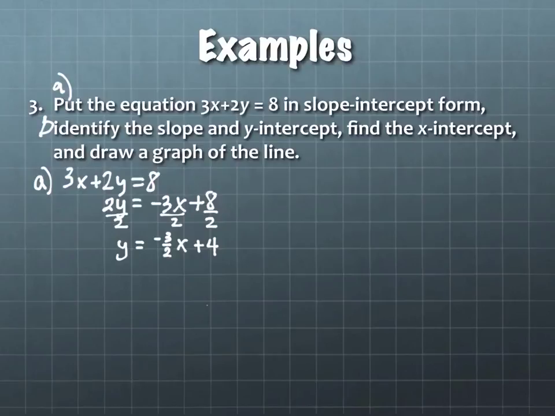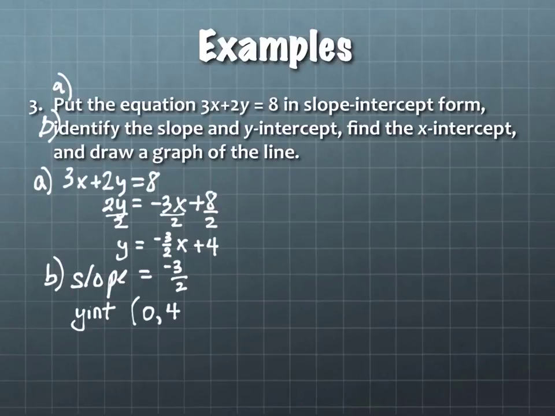Part B says to identify the slope and the y-intercept. So what is the slope? The slope is -3/2. And the y-intercept? You're missing something. Where do I put it? 0, and 0 and then 4. Yeah. So it's an ordered pair, 0, 4.